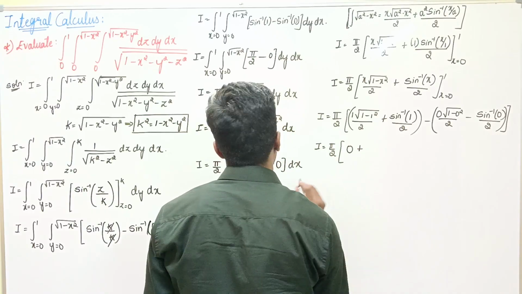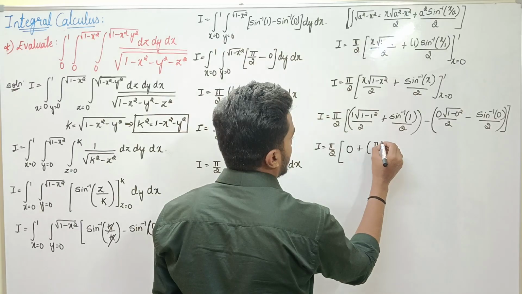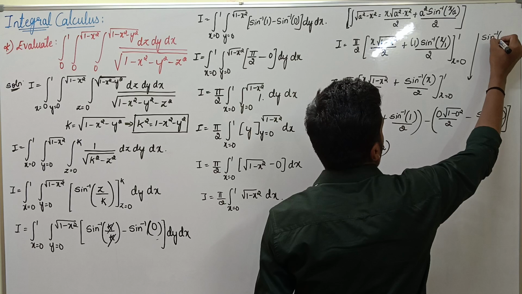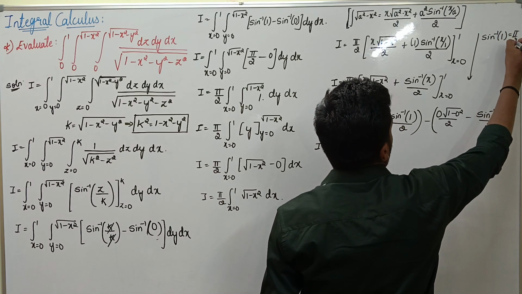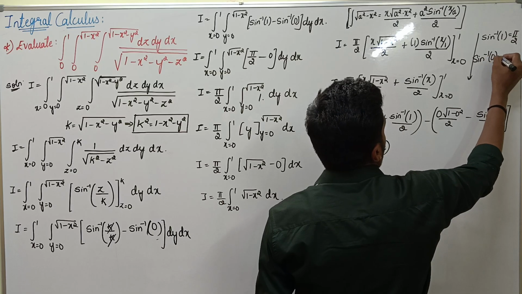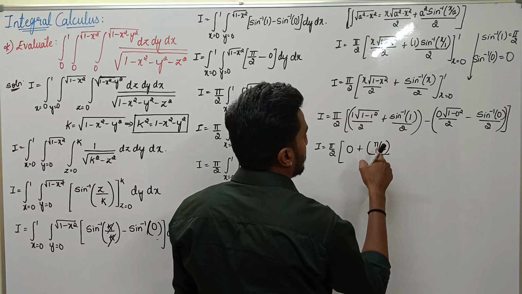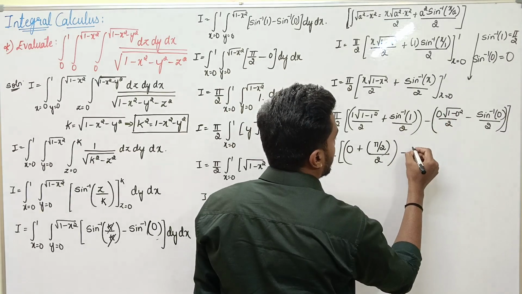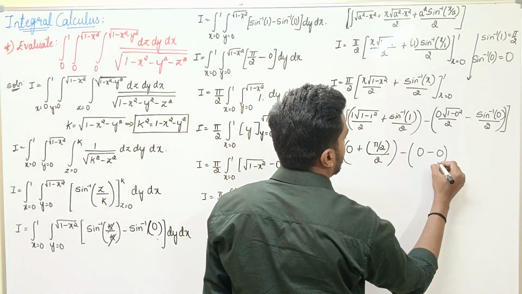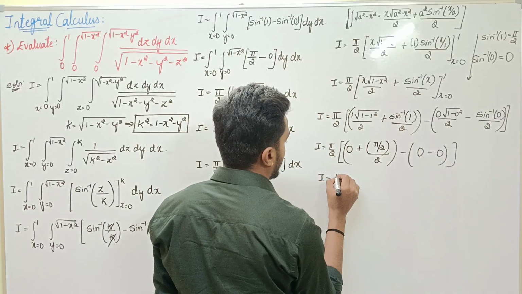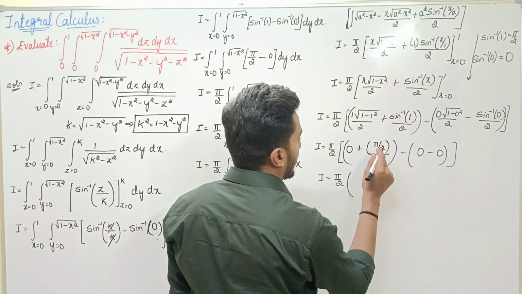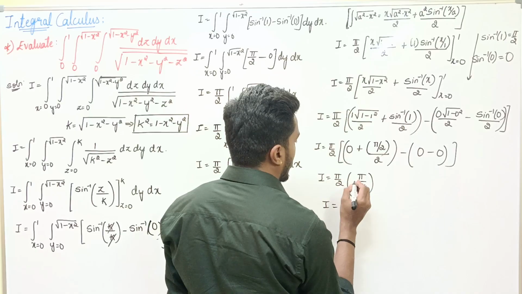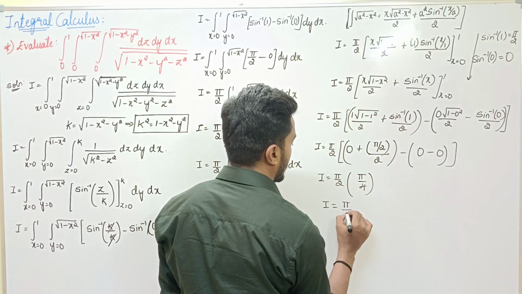What is sine inverse of 1? That is pi by 2. Already we have represented that sine inverse of 1 is equal to pi by 2, and sine inverse of 0 is equal to 0. Sine inverse of 1 is pi by 2 divided by 2, minus 0 into anything is 0, sine 0 is 0. So I is equal to pi by 2 into pi by 2 divided by 2, you get pi by 4. I is equal to pi by 2 into pi by 4, we have pi by 8.